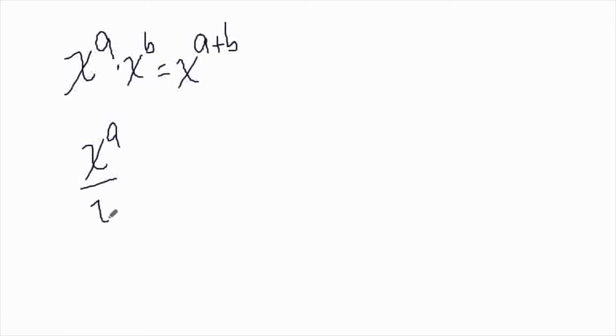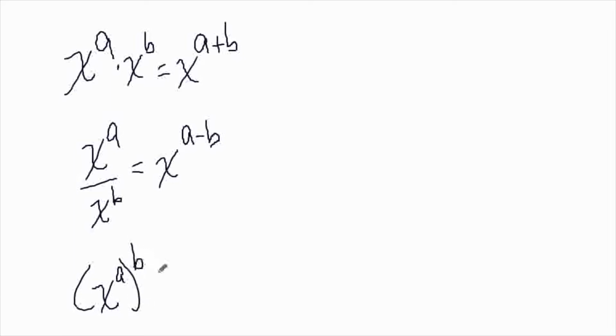If you have a power multiplied by a power, that's equal to a single power where you add the exponents. If you have a quotient of powers, that's equal to a single power where you subtract the exponents. If you have multiple levels of exponents, such as this, then you can make a single power with a product of the exponents. So let's stop there and talk about these.